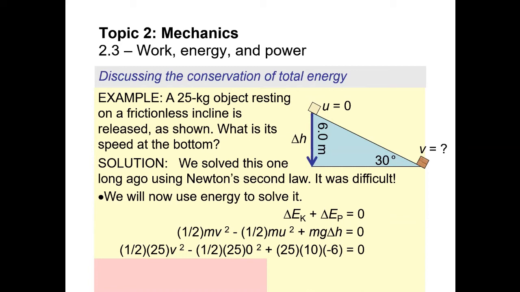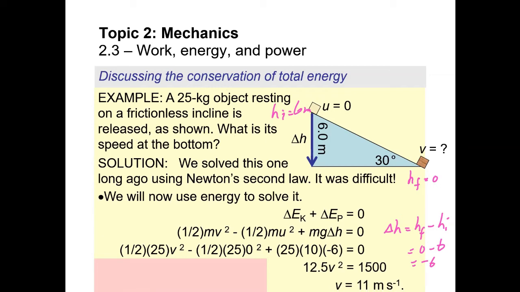Change in potential energy equals mass 25 times acceleration due to gravity 10, times the change in height, which is minus 6, as change in height equals final height minus initial height. Final height is 0. Initial height is 6 meters. So final minus initial gives us minus 6. That gives us a final velocity of 11 meters per second.